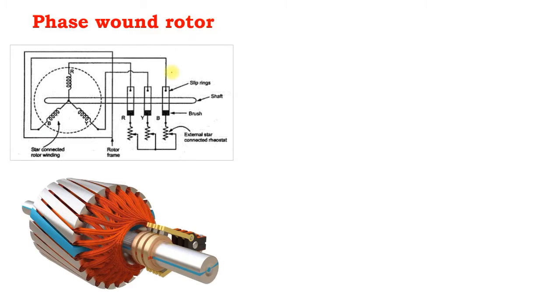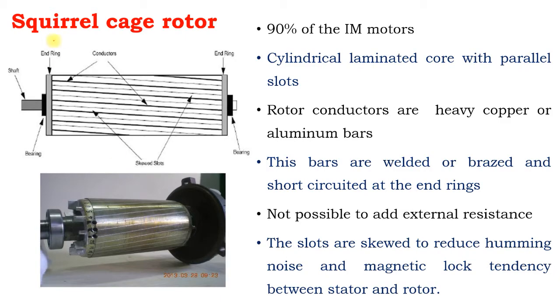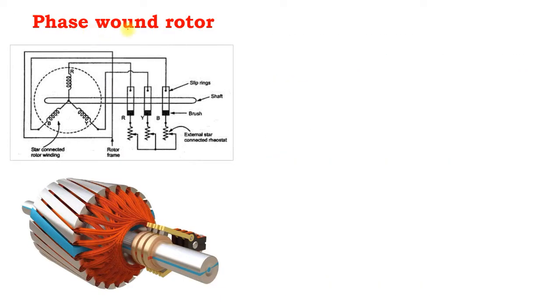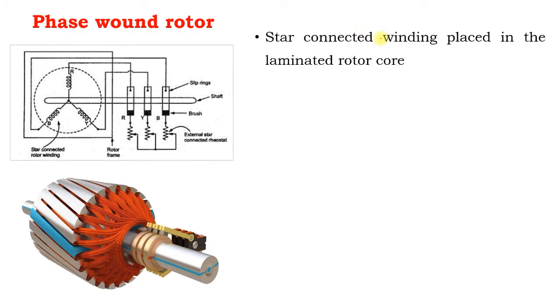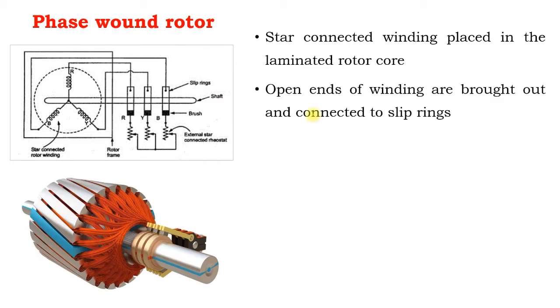Now we'll see the phase wound rotor. The phase wound rotor has winding instead of bars. In a squirrel cage, it has bars, but in the case of the phase wound rotor, it has winding. All these windings are connected to slip rings. On the slip rings, the carbon brushes are placed. So using these carbon brushes only, we can add external resistance to this star connected rotor winding. The star connection winding is placed on the laminated rotor core.